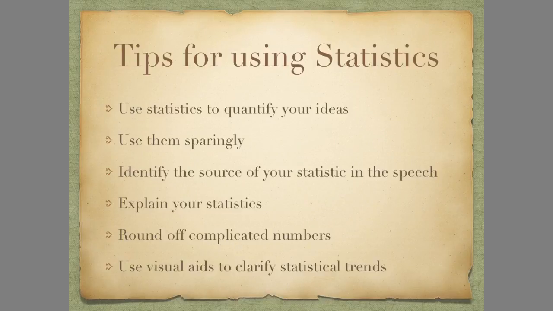Always explain the statistic. If you can't explain it and you don't understand it, don't use it. That's a general rule. If you don't understand the statistic, don't use it. And then if it's a complicated number, round it off to the nearest number. Round it off to the nearest 10 if you need to, so it'll be easy for us to understand and follow along.